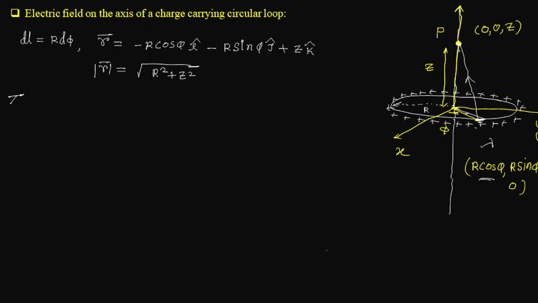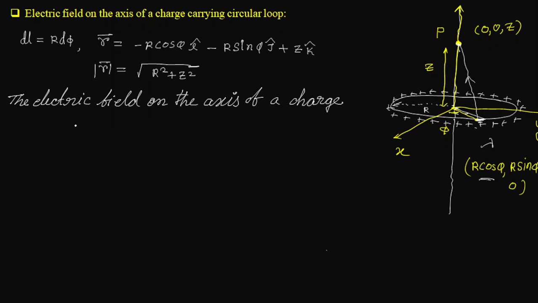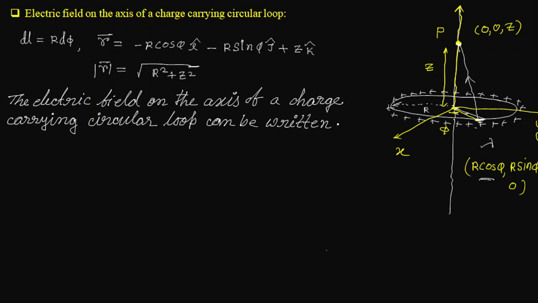So right here, the electric field on the axis of a charge carrying circular loop can be written as equals to.